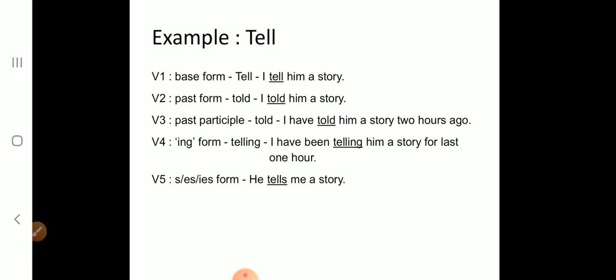V4 is the ing form of verb, that is telling. Example, I have been telling him a story for last 1 hour. V5 is the s and es form of the root verb tell, that is tells. For example, he tells me a story.